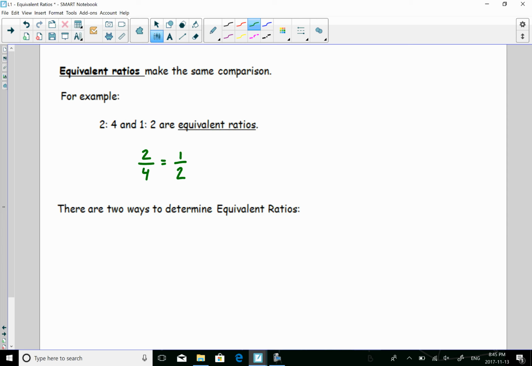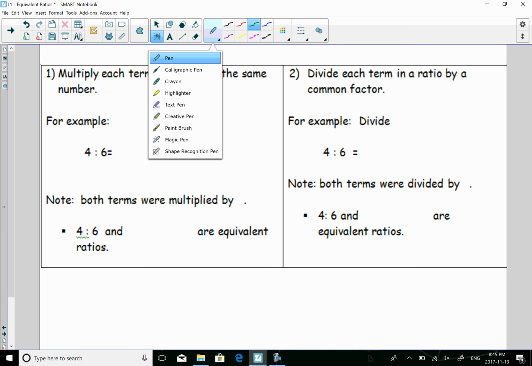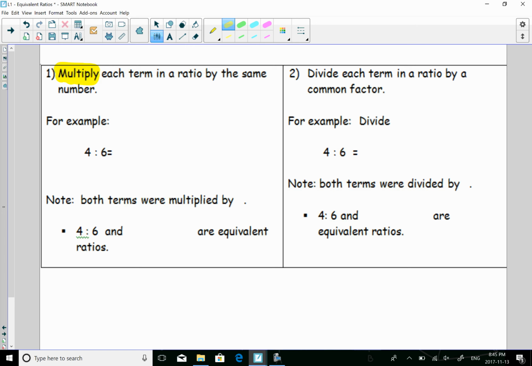Okay. There are 2 ways to determine equivalent ratios. The first way is to multiply. So multiply each term in a ratio by the same number. In other words, 4 to 6, I can multiply 4 by 2 and I'll get 8. And then if I multiply 6 by 2 as well, I'll get 12. So that's an equivalent ratio. It doesn't have to be the number 2. I could have multiplied by 3 or multiplied by 4, etc. So in this case, both terms were multiplied by 2. 4 to 6 and 8 to 12 are what we call equivalent ratios.